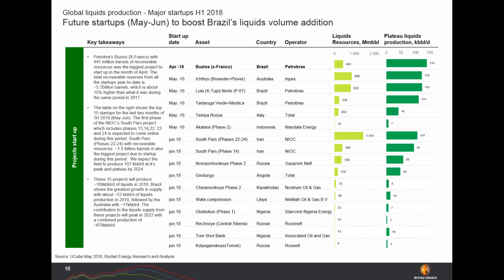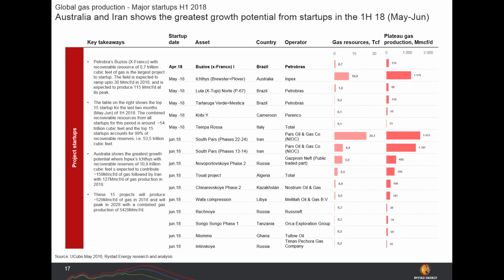Then also in May, we expect 2 more startups in Brazil, Lula Phase 67 and Tartaruga Verde. Both are set to add more than 130,000 barrels per day at plateau. And overall, 2018 startups in Brazil bring about 880,000 barrels per day of liquids production at peak to be reached after 2020. The largest gas-producing field that started to produce in April was also Petrobras' Buzios, with recoverable resources of 0.7 trillion cubic feet of gas.